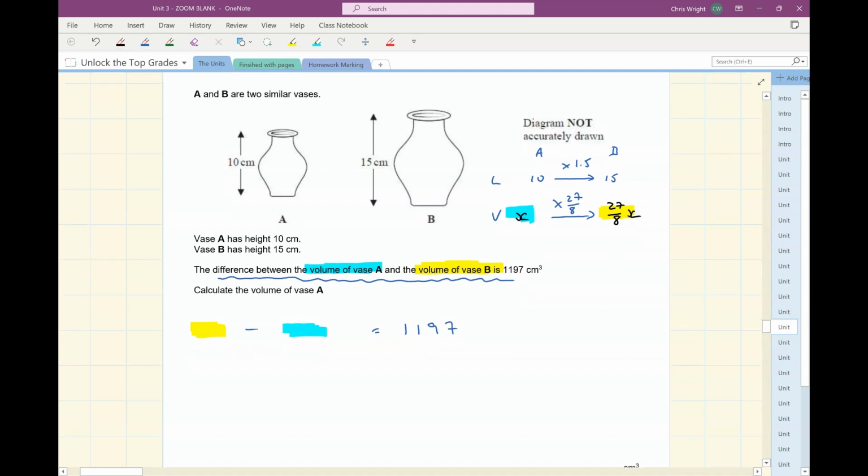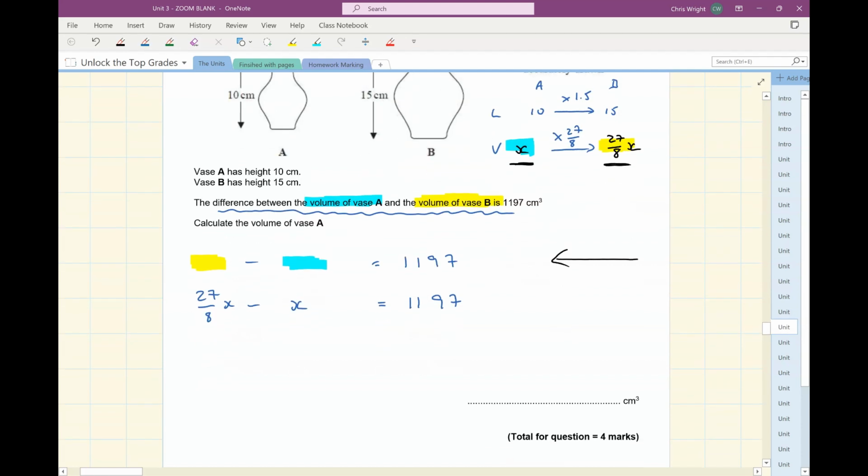And now let's substitute in these two expressions into this equation. We know that the volume of vase B, which is the yellow, 27/8 times X, subtract the volume of vase A, which is the blue, which is just X, equals 1197. Okay, now this is just an equation. It's got X's in it, it's got a fraction. Let's multiply everything by 8.